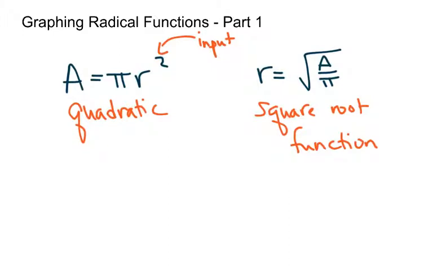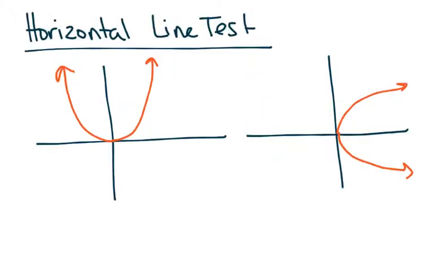about inverse relationships. Now, we have another type of line test. We use something called the vertical line test when we wanted to determine if a graph or a relation was a function. Well, now we have something called the horizontal line test that'll tell us if the inverse of a function is also a function.